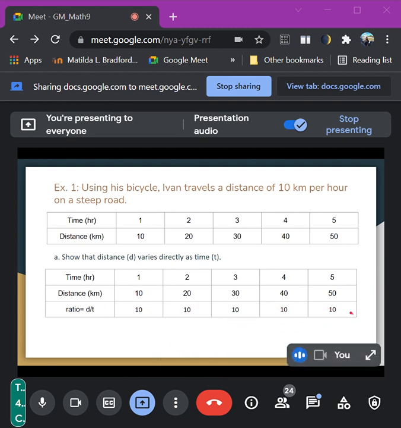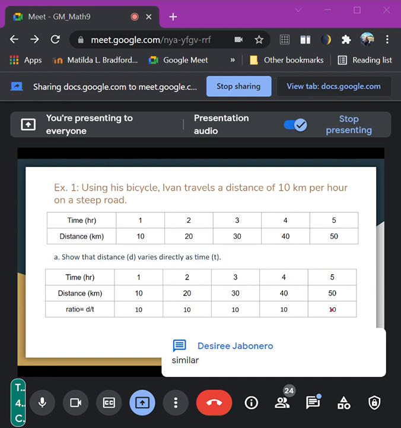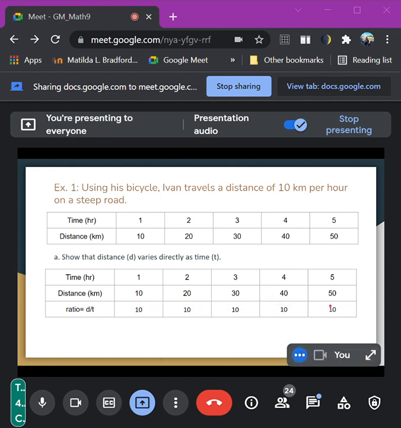You have their 10 all. What can we say about this one? They are similar. Or, shall we say they are constant? So when we say constant, it's not changing. Okay? So here in our first hour, the ratio is 10, second hour, the distance is the same as well. That is 10. So that is how you are going to show how the distance varies directly as time. If they have the same ratio or the same constant, then it means they are in direct variation.